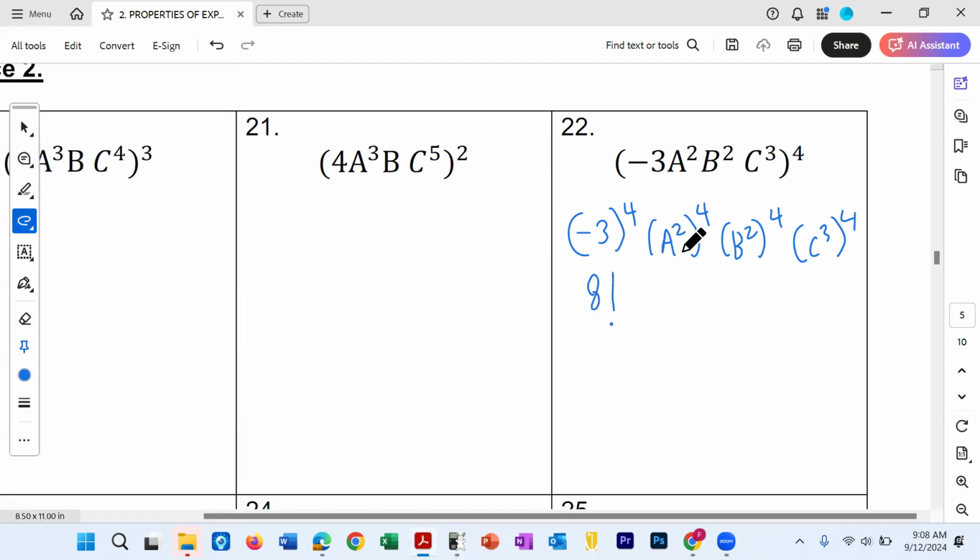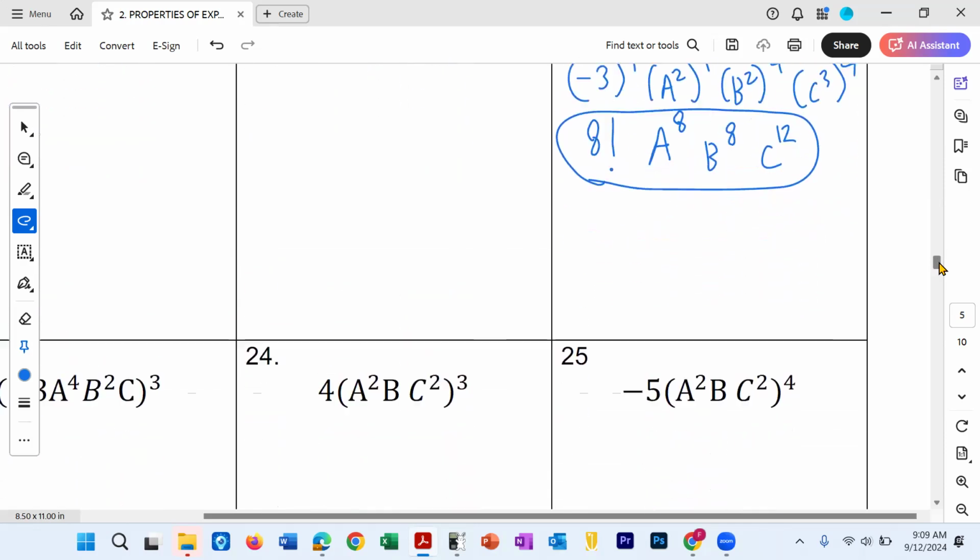I got 1 base and 2 exponents. Do I add or multiply? So I should get a to the 2 times 4, which is a to the 8, and then I'm going to get b to the 2 times 4, which is going to be b to the 8, and then I'm going to get c to the 12. Questions so far? Okay.